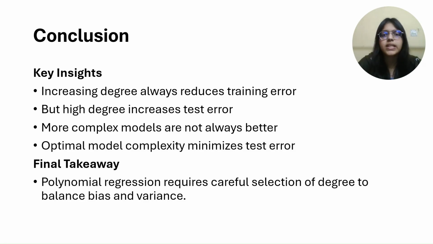To conclude, increasing the polynomial degree always reduces training error. However, beyond a certain point, the test error increases due to overfitting. This shows that more complex models are not always better. The optimal model complexity is the one that minimizes test error. Therefore, polynomial regression requires careful degree selection to balance bias and variance.